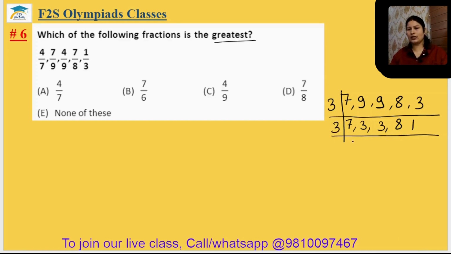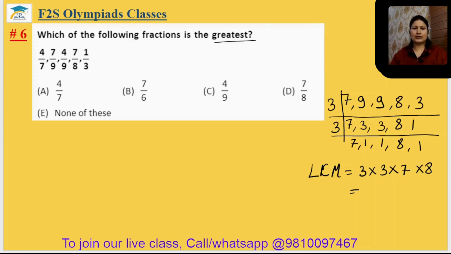Again we can take 3, 7s are, 1s are, 1s are, 8s are, 1s are. Now no common factor between them, so LCM equal to 3 multiplied by 3 multiplied by 7 multiplied by 8. So that is your 3 3s are 9, 9 7s are 63, 63 8s are 504. Now I am making all the fractions with the denominator 504.